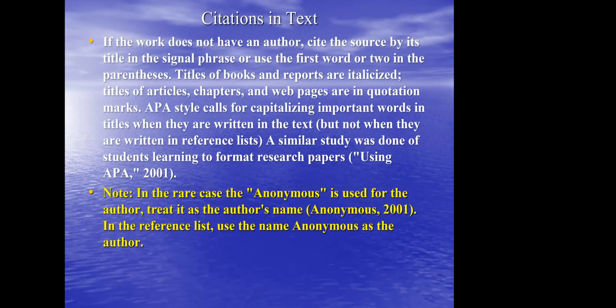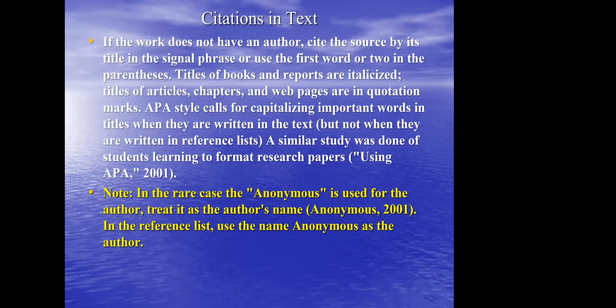If you don't have an author, you cite the source by its title in the signal phrase, or the first word or two in the parentheses. Titles of books and reports are italicized. Titles of articles, chapters, and web pages are in quotation marks. Now, this is what you're putting inside the parentheses. And then APA style calls for capitalizing important words, but not in the reference list. So again, be sure you follow the rules.